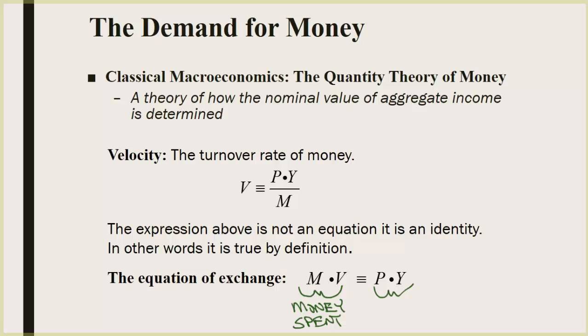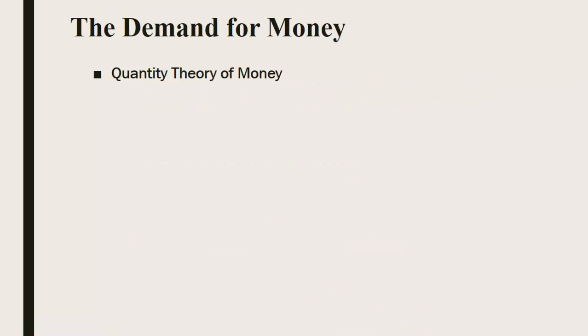Well, income is received, so really this is money received. So it has this nice interpretation: for every dollar that gets spent, somebody had to receive that dollar as income. So money spent equals money received. Essentially we're going to call this a truism, or a tautology is the technical term for that. It's true by definition.